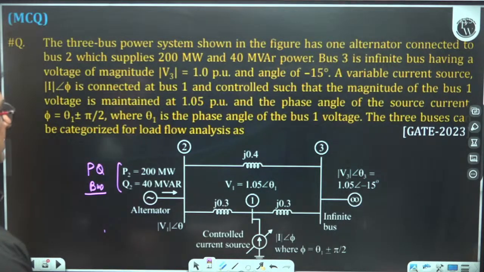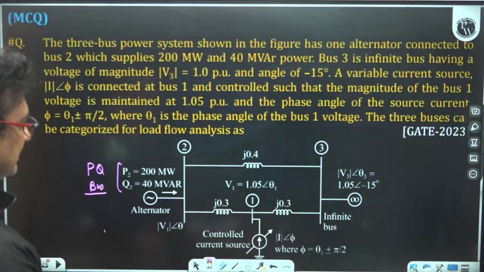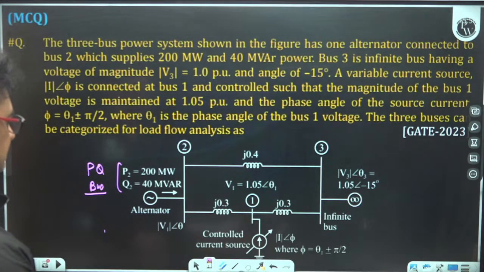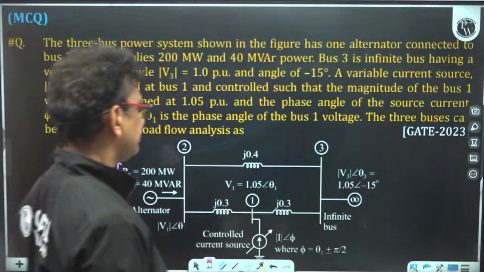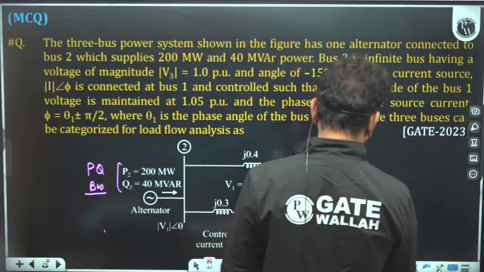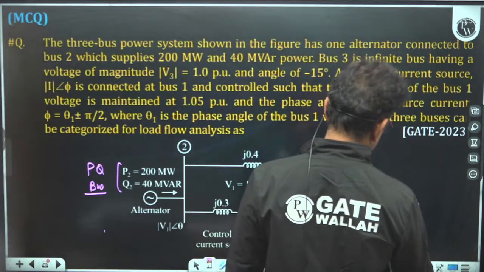Now bus number 3, an infinite bus having the magnitude of 1∠0 and angle of minus 15 degrees. So here we know the voltage magnitude and the angle, so it is nothing but the slack bus.